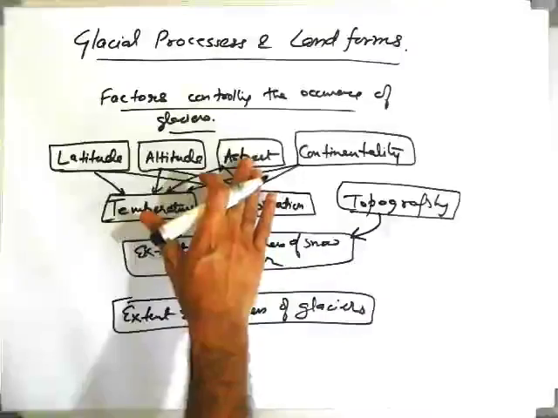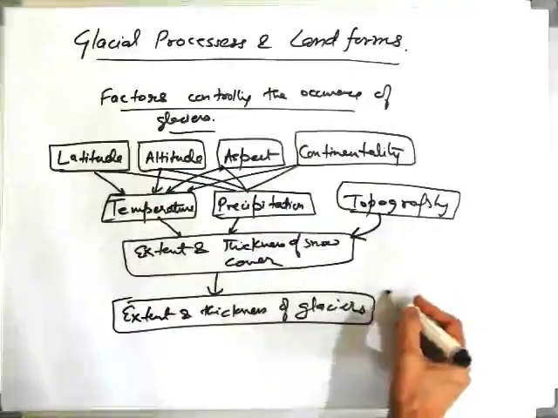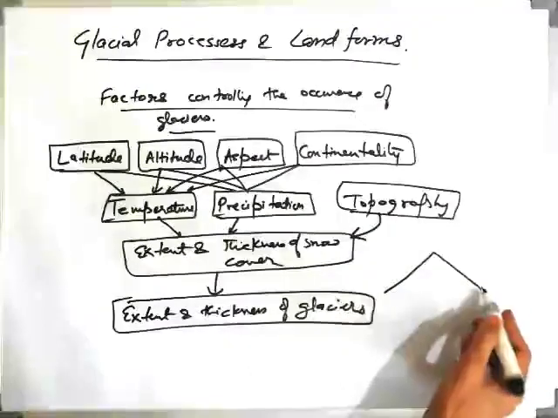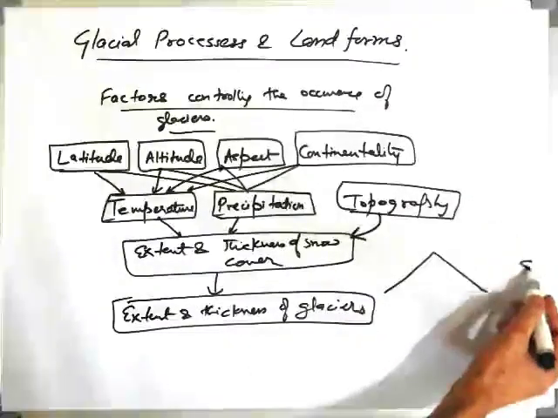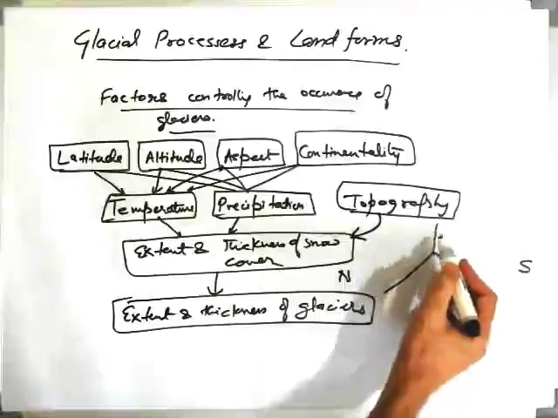Aspect is the slope aspect. For example, in the northern hemisphere, if you have a mountain like this and the sun is shining from south, this is south direction, this is north direction, and this mountain range is aligned east-west.